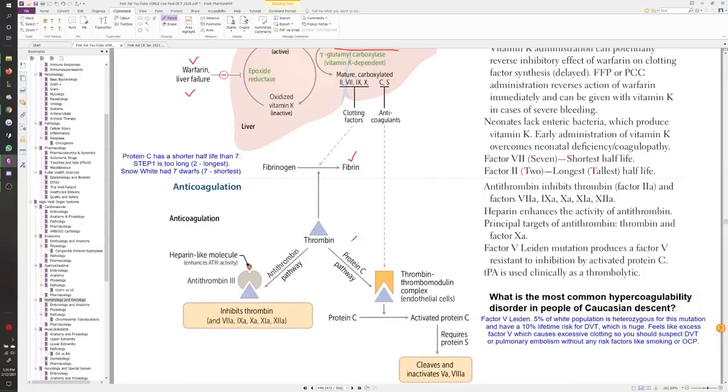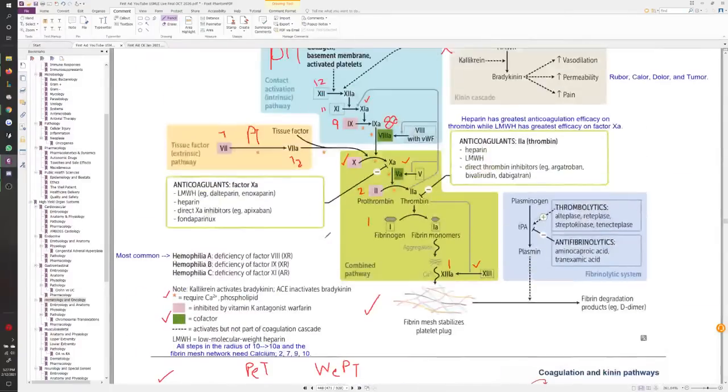So on the next page you see that, right? You have your thrombin, you have your antithrombin pathway, and you have your protein C pathway. The antithrombin pathway works with heparin-like molecules which enhance antithrombin 3 activity. This thing here is antithrombin 3. What did it do? It took your thrombin and killed it. So thrombin, remember, was this guy right here. Remember, these guys have names. Thrombin was factor 2.